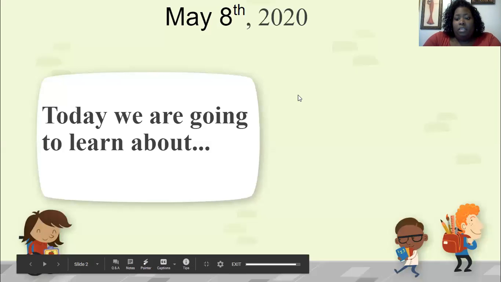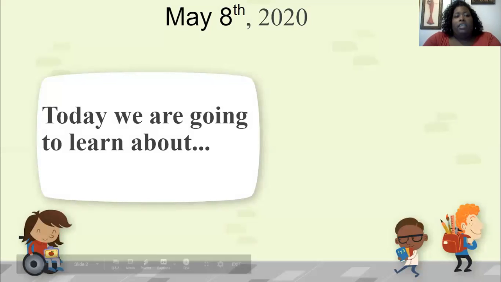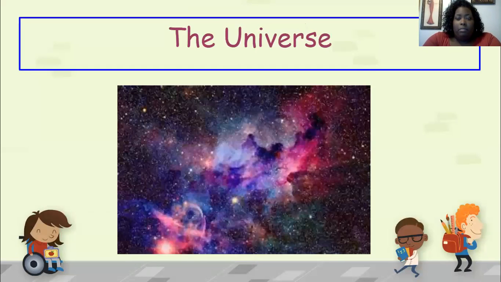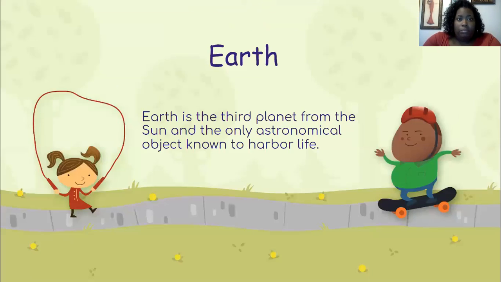So again, good morning. Today is May 8th, and we're going to continue learning about the universe, more specifically Earth. Earth is the third planet from the sun and is the only planet in space known to have living organisms on it. So that would be plants and animals.